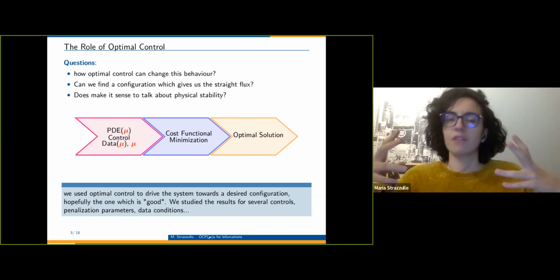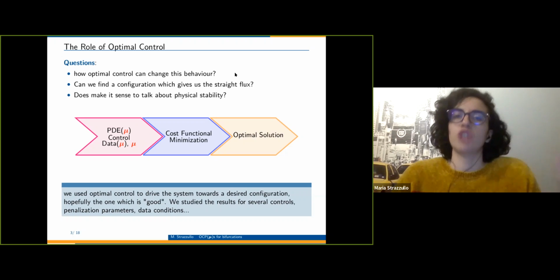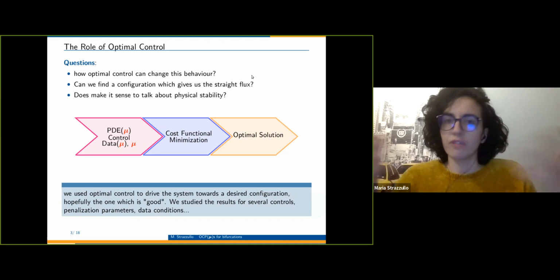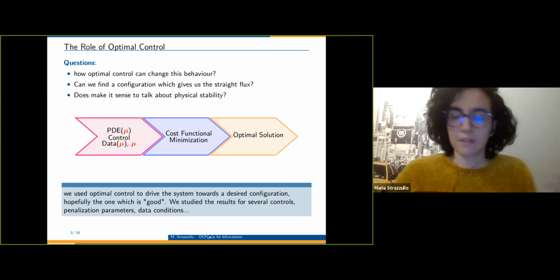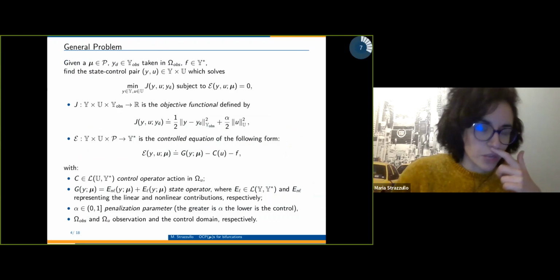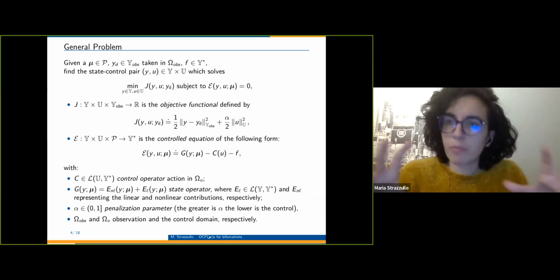We applied several controls, and the questions that we wanted to answer were exactly that: can we change this behavior? Can we have the straight flux? And what about the physical stability of this straight flux? Great, so this is the problem formulation.